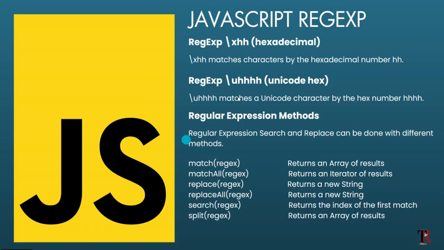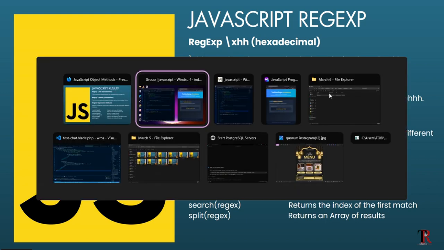Let's continue. Then we have another one, \uHHHH, the Unicode hexadecimal meta character. The \uHHHH matches a Unicode character by the hexadecimal number HHHH. For this one, you will see that it has a resemblance to the first one we talked about. So let's look at an example of how this also works with Unicode hexadecimal characters.